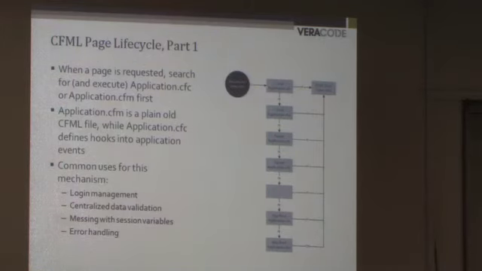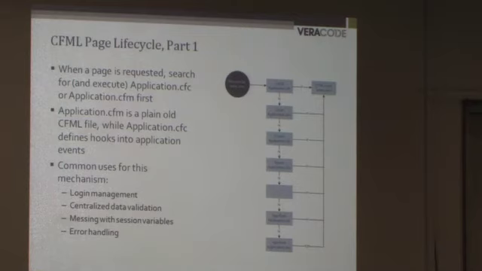Page lifecycle is important if you're doing any sort of auditing of this type of application, because you need to understand what happens when the request is made for a page. The first thing that happens when somebody requests the page index.cfm is that the ColdFusion server will look for a page called Application.cfm, or actually Application.cfc, in the directory of the page that you requested. If it finds that, it will execute it first, and then it will execute the page that you requested.